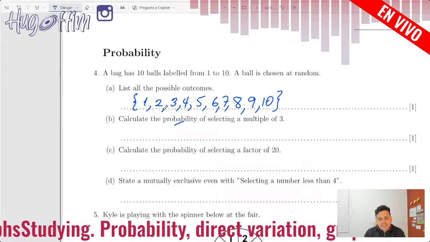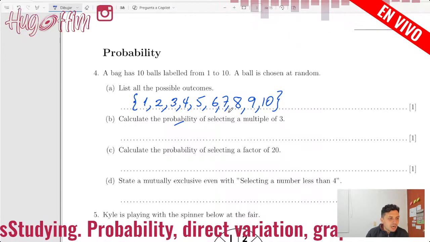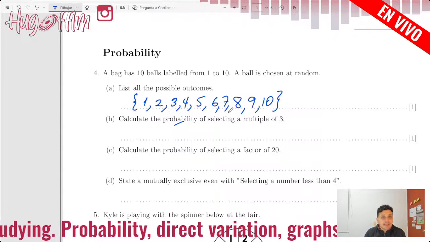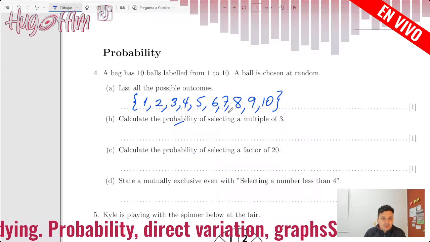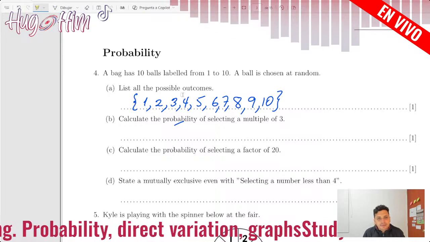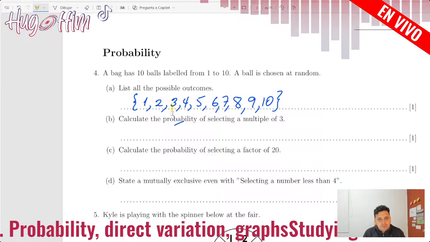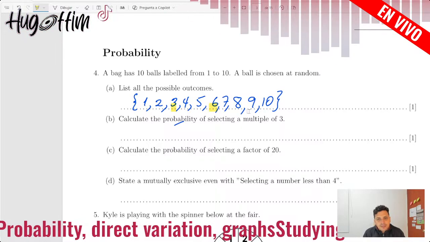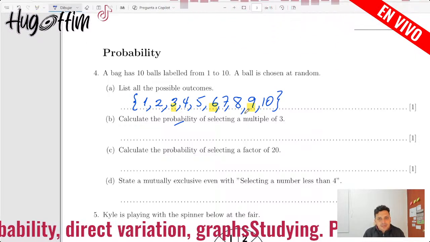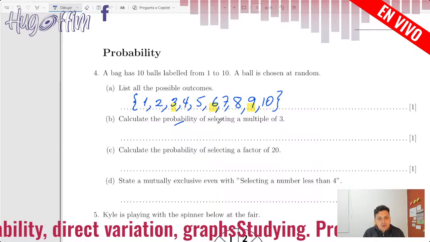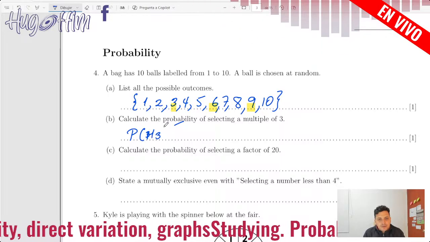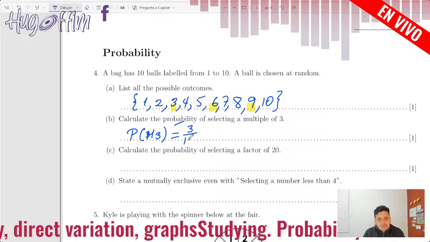Okay, so you just need to list the numbers from 1 to 10 in order to represent the possible outcomes. Now it says calculate the probability of selecting a multiple of 3. So we need to find multiples of 3. If you observe from these 10 balls, 3 are going to be multiples of 3. So the probability of getting a multiple of 3 is going to be 3 out of 10.